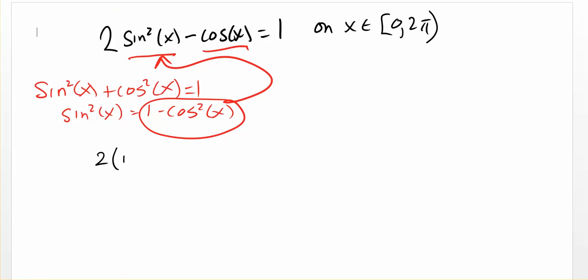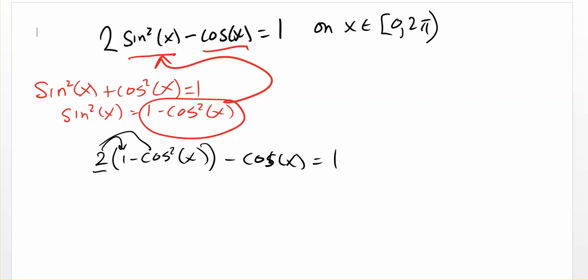So doing that, we'll need to remember that this 2 is multiplied by everything that sine squared is. So both the 1 and the negative cosine squared x have to be multiplied by 2. So we'll distribute this 2 to both terms. We get 2 minus 2 cosine squared of x minus cosine of x is equal to 1.